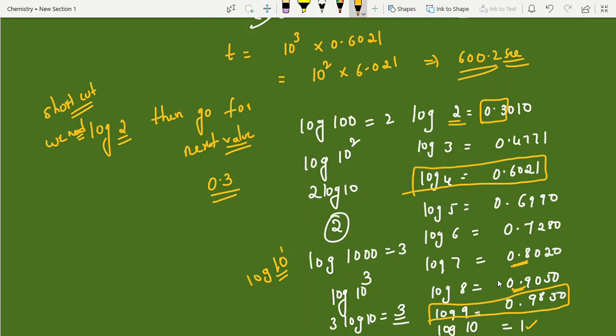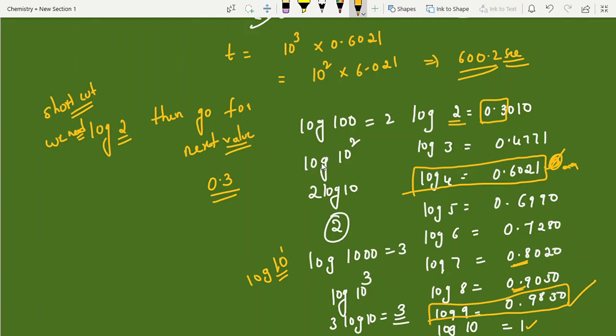Now, students, one more point. Log 4 value is not the very next number. After that you will get it. You have to remember this one, 0.6021. And for log 9 also, we are not getting the next number, the same number you will get. That's it. So the remaining values we can very easily remember.